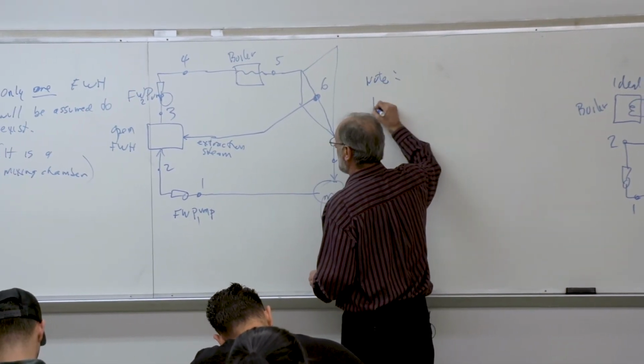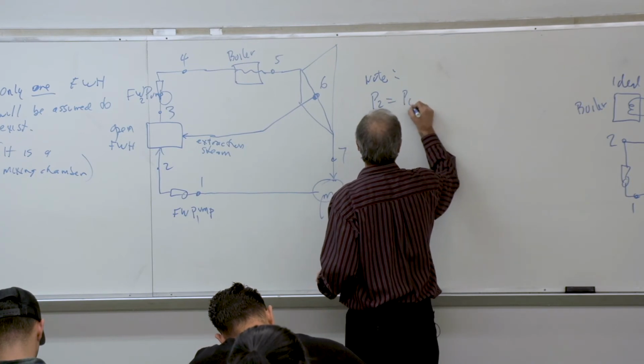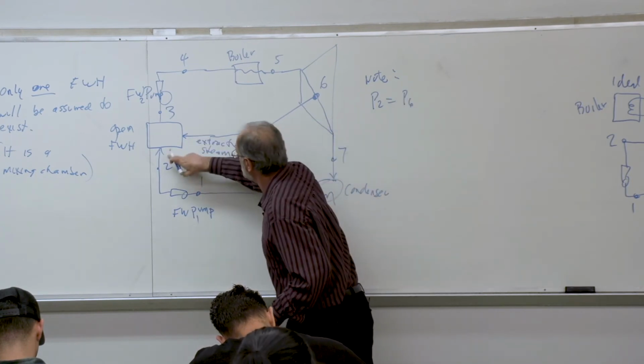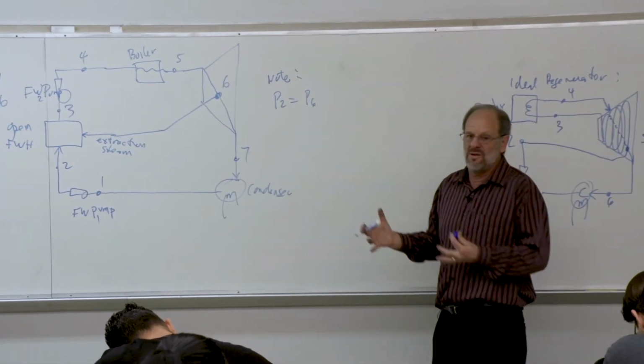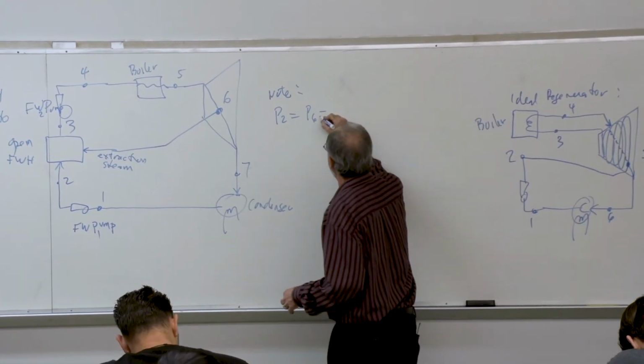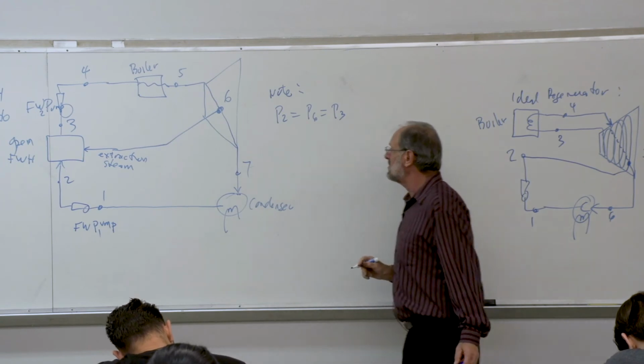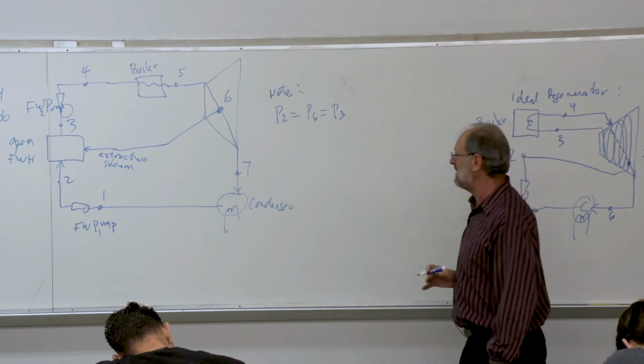So please note that P2 has to equal P6. And since those two pressures are the same as they mix in the open feedwater heater, then the whole feedwater heater is at the same pressure. That also has to equal the pressure at point 3. So all those pressures are the same.